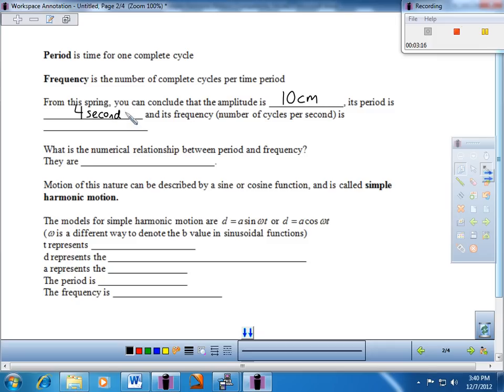Now comes the quantity that we haven't quite seen before. It's the frequency. So think about this for a moment. If the period is 4 seconds, then how many cycles would it be able to complete in a single second? That's what frequency is, the number of cycles per second.